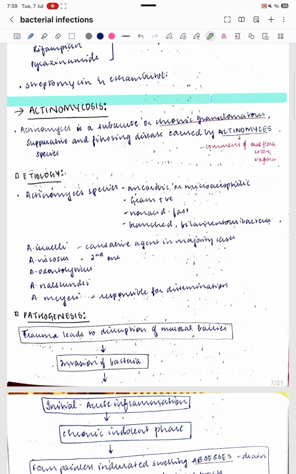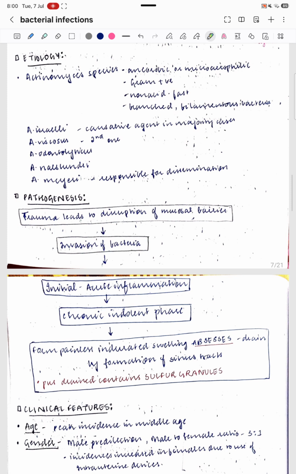Coming to the morphology of the bacteria, it is an anaerobic, microaerophilic, gram positive, non-acid fast bacteria which is branched and filamentous. Actinomyces israelii, Actinomyces viscosus, Actinomyces odontolyticus, naeslundii and meyeri are the strains which are responsible for causing major cases and responsible for dissemination.